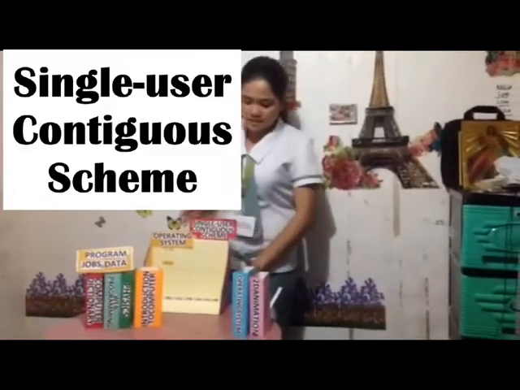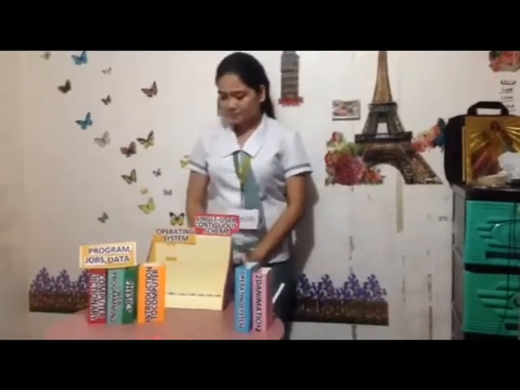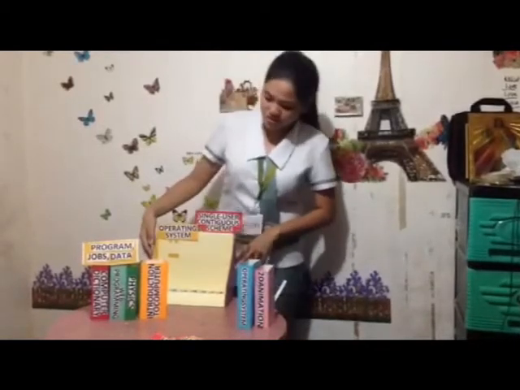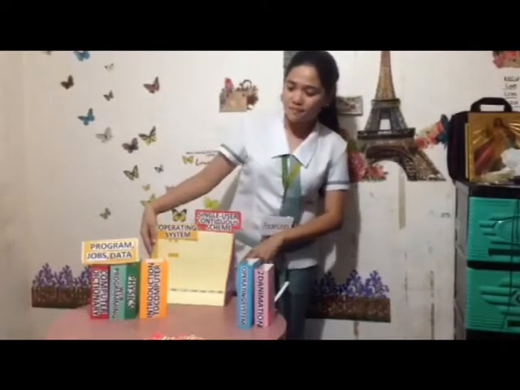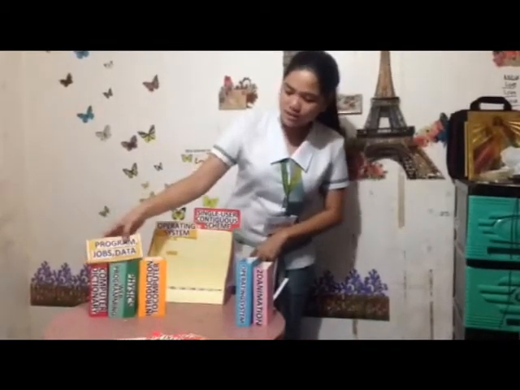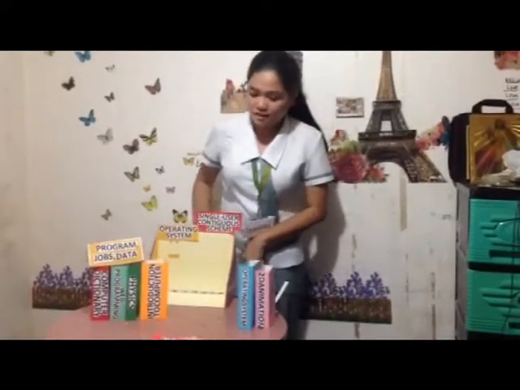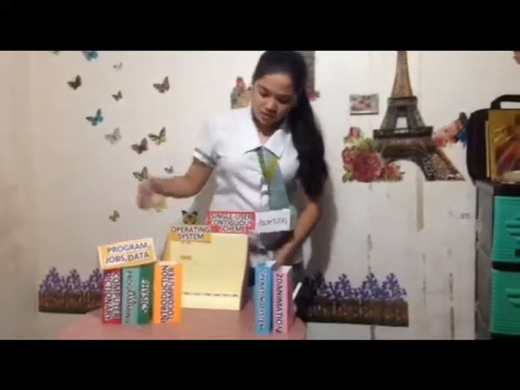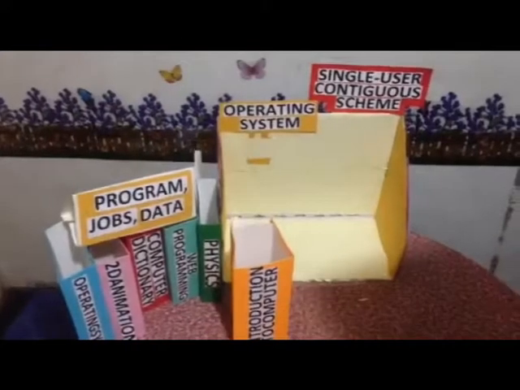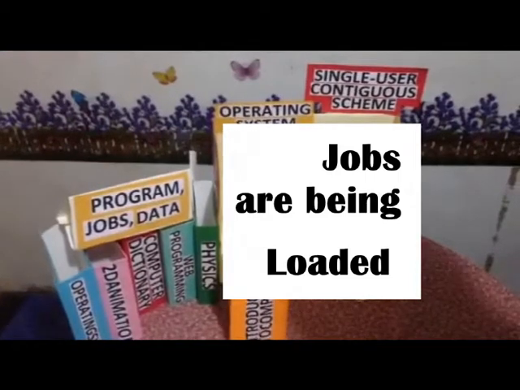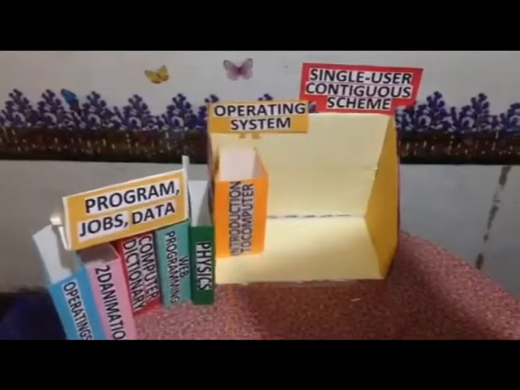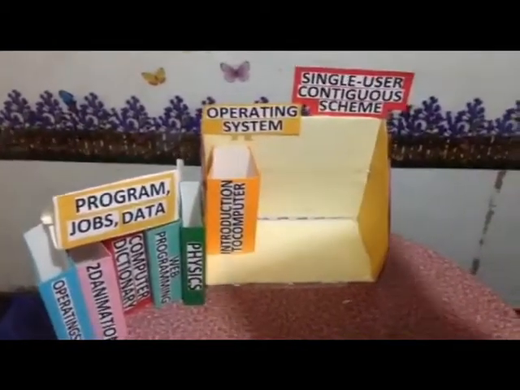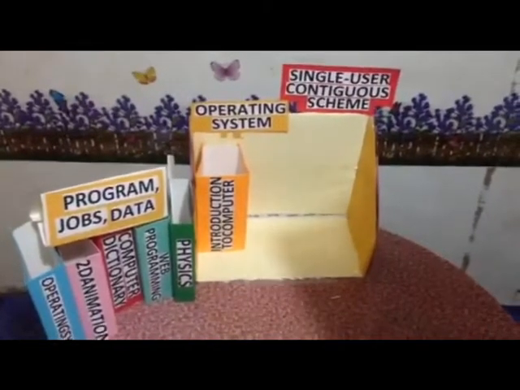First, we have here the single user contiguous scheme. So let's assume that this bookshelf serves as the operating system, and these books are the programs, jobs, and data. These programs, jobs, and data are to be allocated to the operating system or the RAM. In a single user contiguous scheme, each program is loaded into the operating system and occupies the entire space of the operating system. No other jobs are allowed to enter, one job at a time.